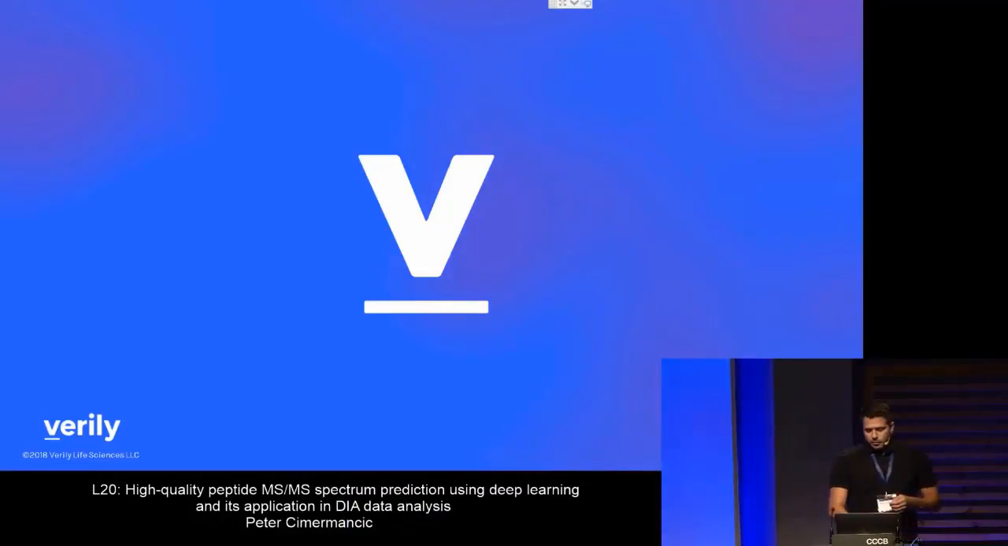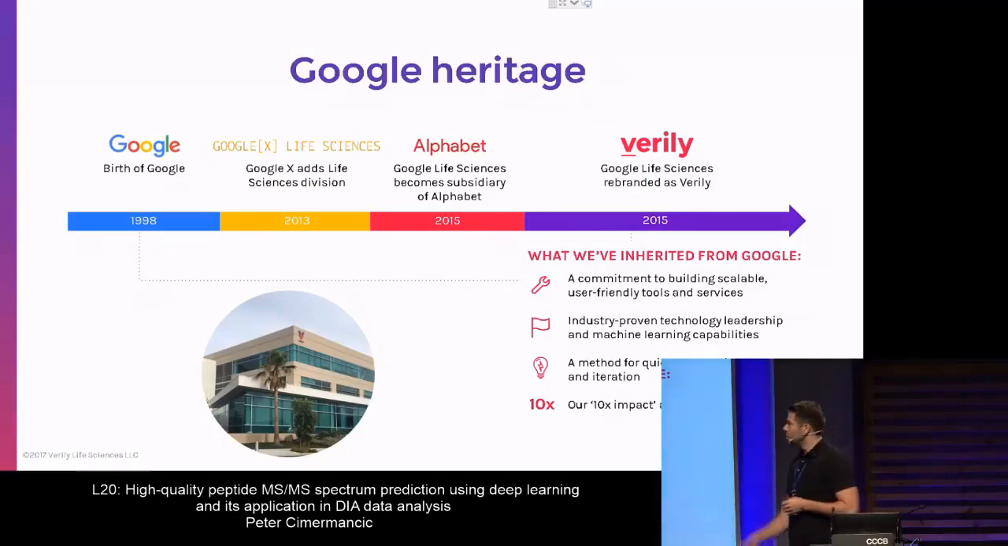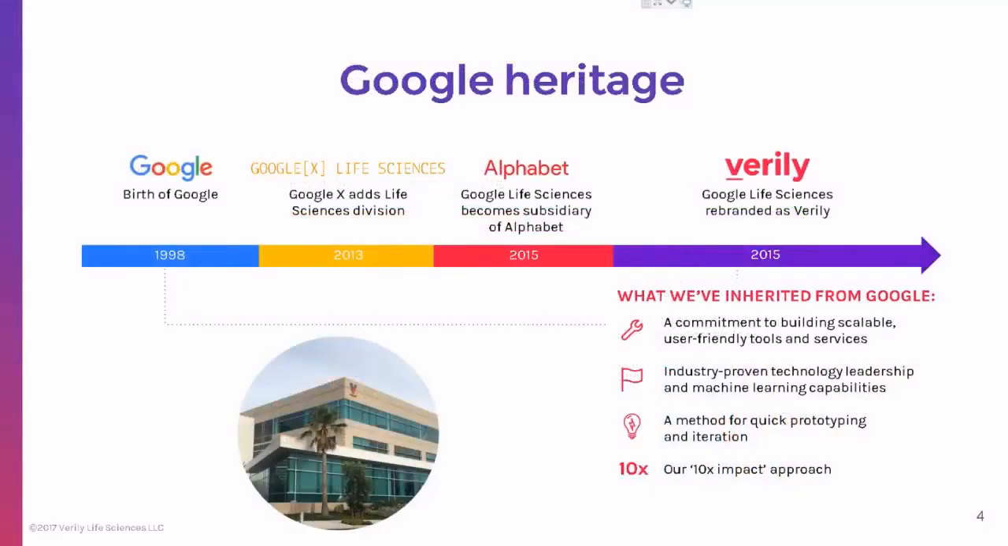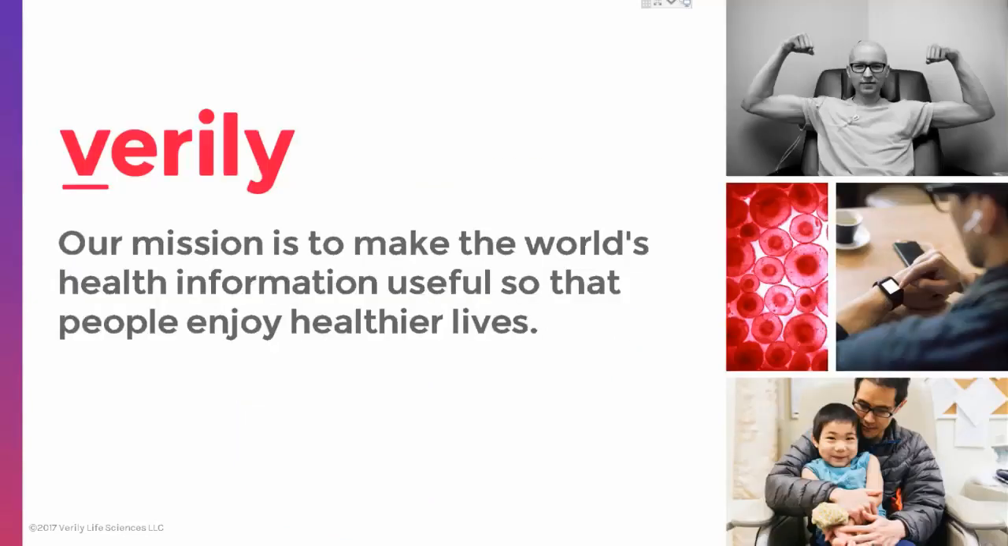Verily Life Sciences is a relatively new company. We emerged from Google. We were initially part of Google X, or Google Life Sciences. When Google restructured into Alphabet, we rebranded ourselves as Verily Life Sciences. We still have pretty strong ties with Google. We have access to the latest and greatest in machine learning, to their people, and more importantly, to all the perks, including free food, as was presented many times. Sorry about that. Our mission is to collect health information and make it useful so people can enjoy healthier lives.